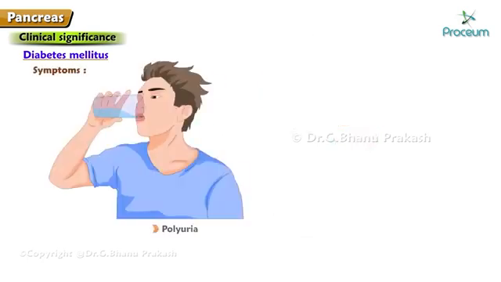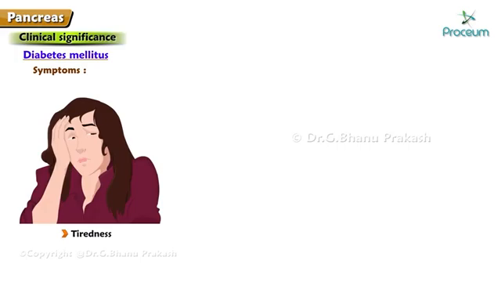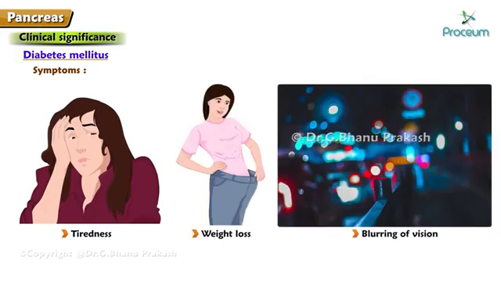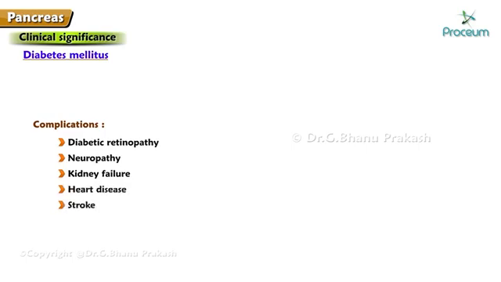Symptoms: polyuria, excessive secretion of urine, polydipsia, thirst, infections of the urinary tract, tiredness, weight loss, and blurring of vision. Complications: diabetic retinopathy, neuropathy, kidney failure, heart disease, stroke, and limb disease.